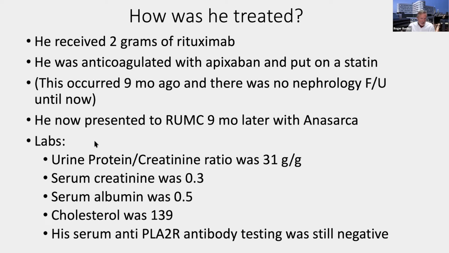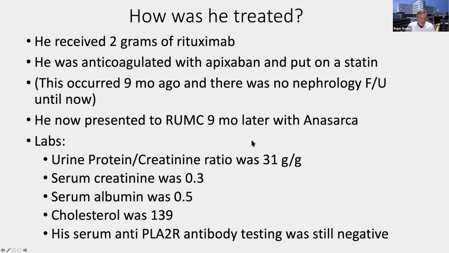It's 9 months later. His urine protein creatinine ratio is now 31 grams per gram. His serum creatinine is still 0.3. His serum albumin is 0.5. His cholesterol is a little bit lower at 139. And his serum anti-PLA2R antibody testing was still negative. So this is when I'm seeing him now, 9 months later, after Rituxan apparently hasn't done anything.